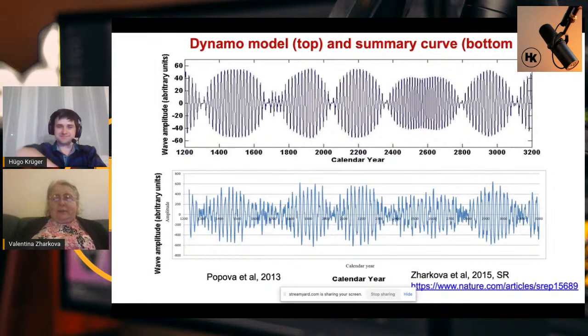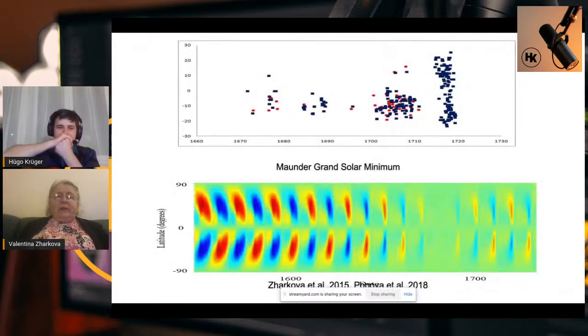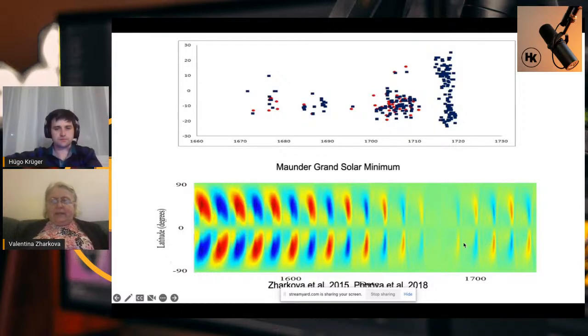Okay. So after we did this, we managed to reproduce, for example, the number of sunspots observed during the Maunder Minimum. It is here 1720, exactly. These are the butterfly diagram which we observe. 1700, this is the 1700.